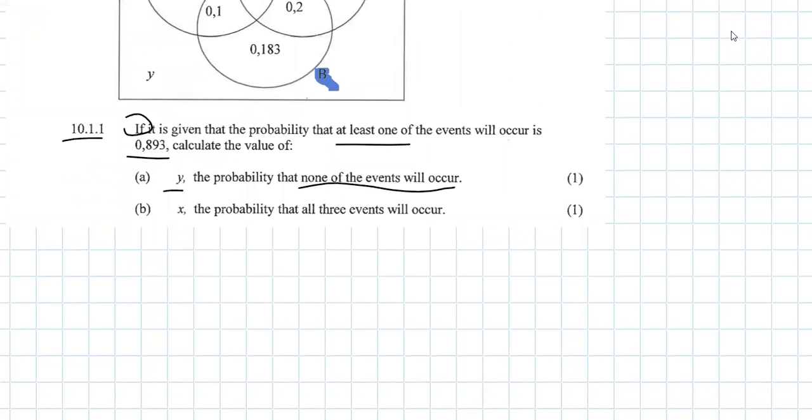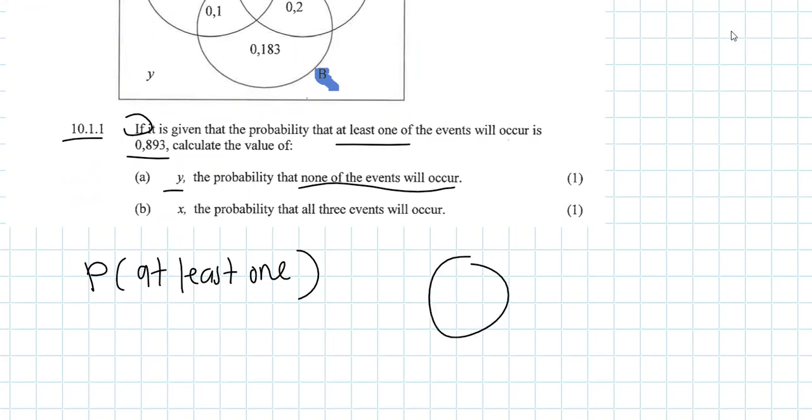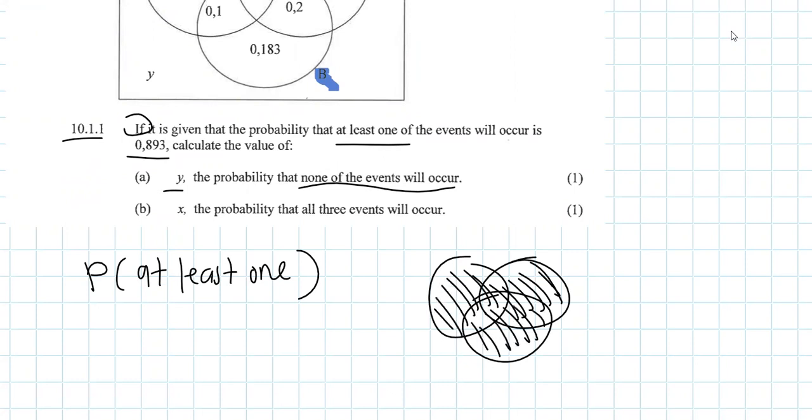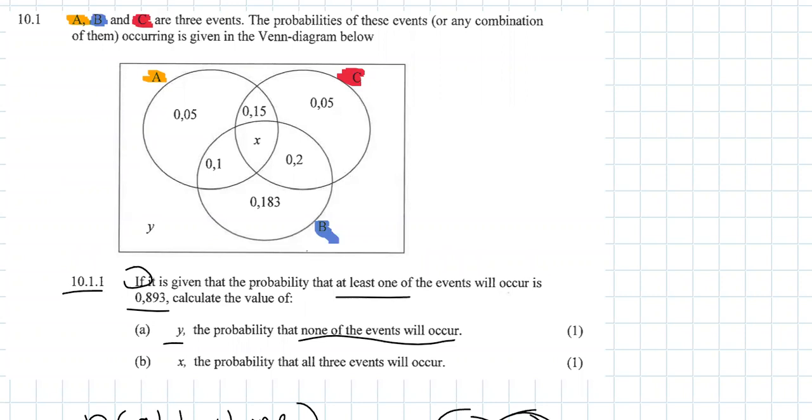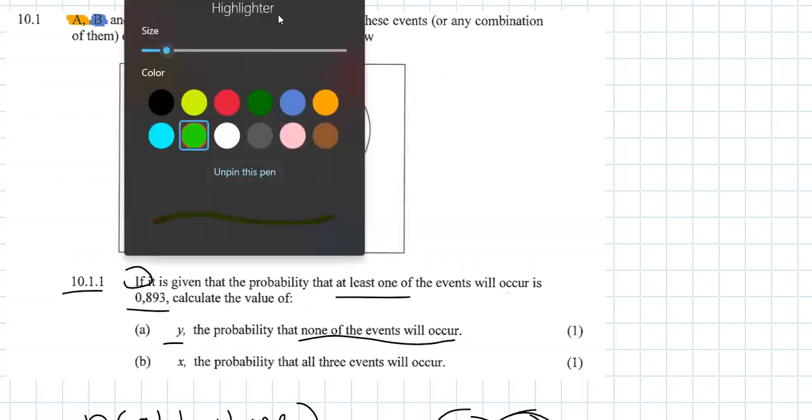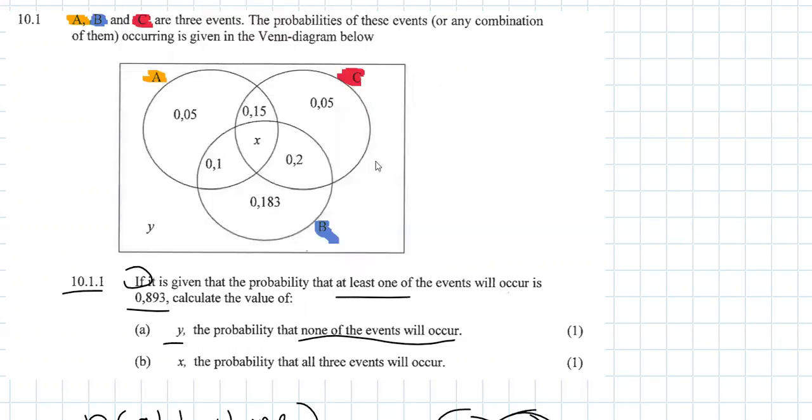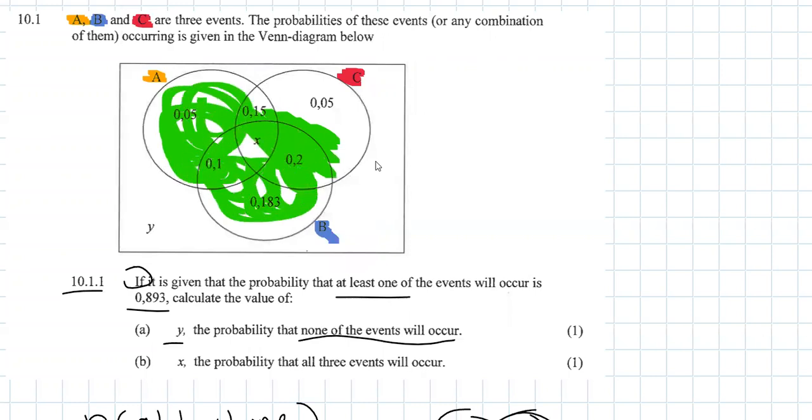Okay. So first thing we look at is what is the probability of at least one? Probability of at least one is the probability of this area of the Venn diagram. Or at least one, we have this whole area here. That's our probability of at least one.